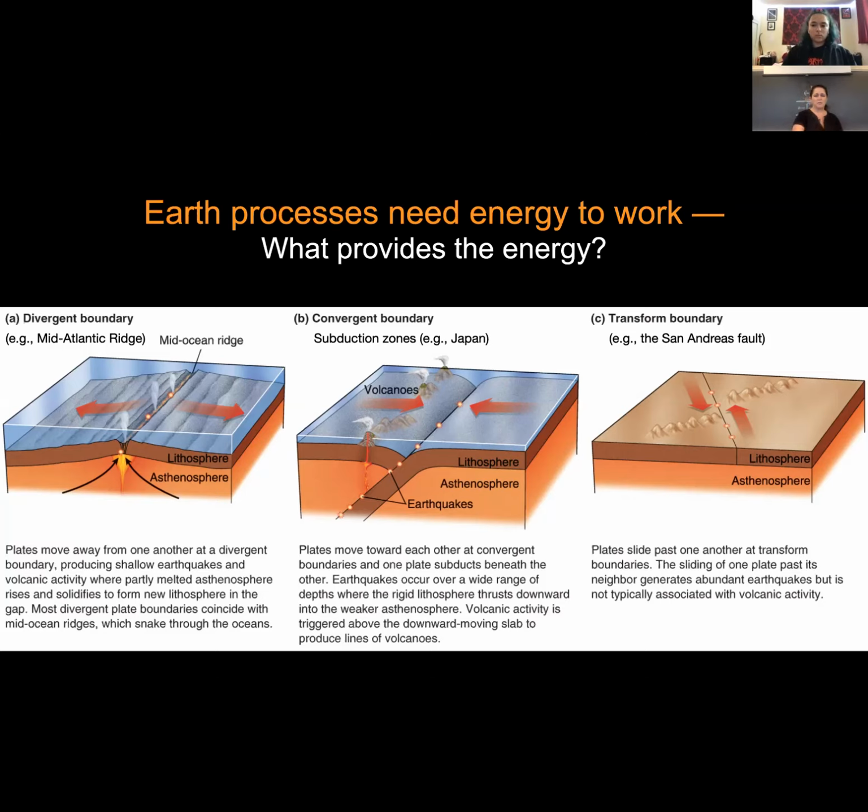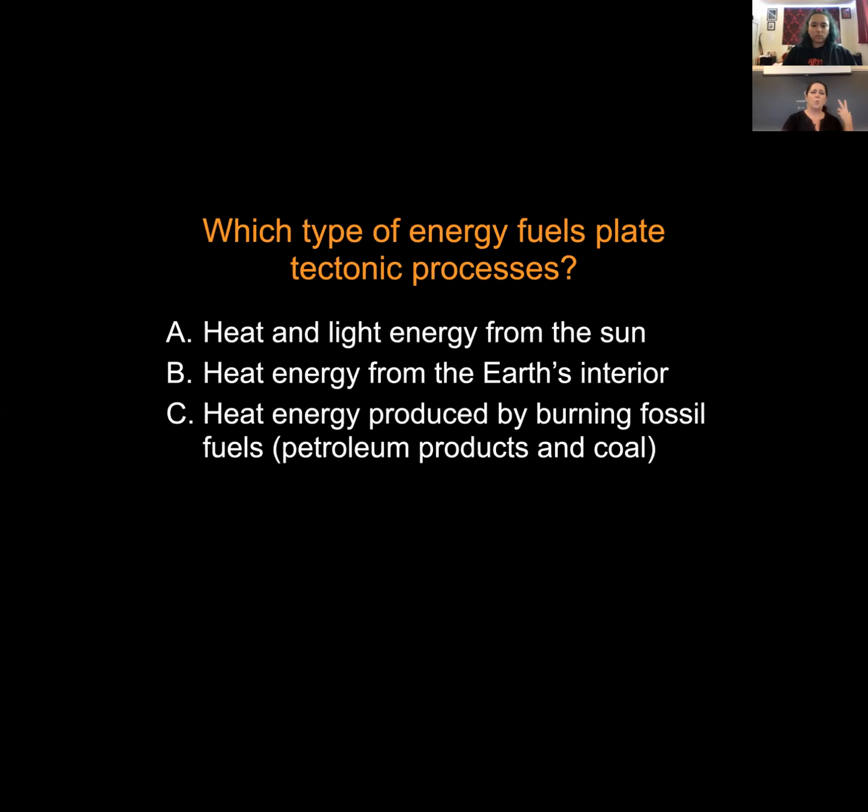We're going to go into these processes in a lot more detail when we get to the plate tectonics lecture in 2 weeks. Okay, so which type of energy do you suppose fuels these processes? Because something has to be going on in order to drive these plate motions, to drive the collisions and the spreading. Where is that energy coming from? Is it heat and light energy from the sun? Is it from the Earth's interior? Is it from heat produced by burning fossil fuels?